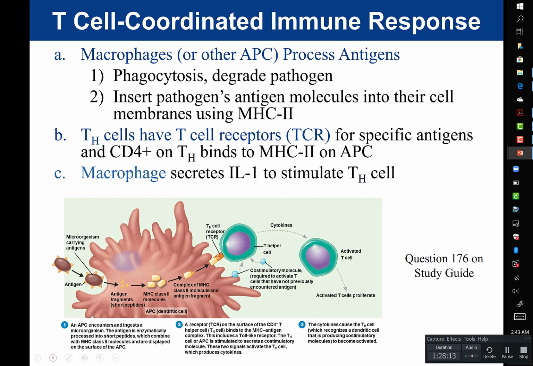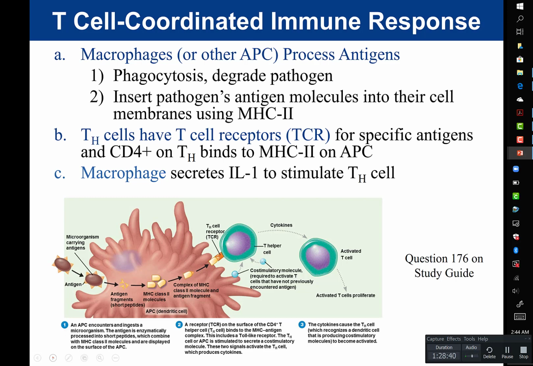So these next two slides are looking at the T cell coordinated immune response. And this is what you're going to use for question 176 on your study guide. So let me talk about how the T cell response occurs. We talked about the B cell response. Now we need to talk about the T cell response.